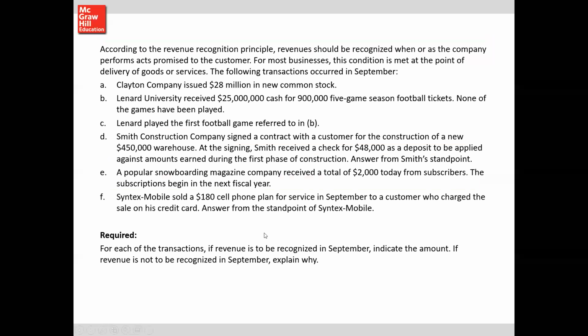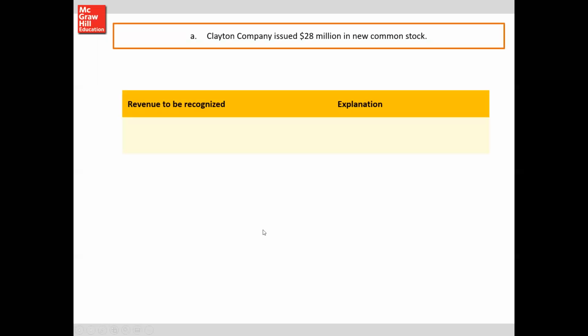All right, 3-5, we've got some more transactions to take a look at. So the first one says the Clayton Company issued $28 million in new common stock. And again, common stock is not a revenue item. Remember, that's an investment item. All they've got coming in is cash. And so remember, that would be under common stock, under equity. That's not under retained earnings.